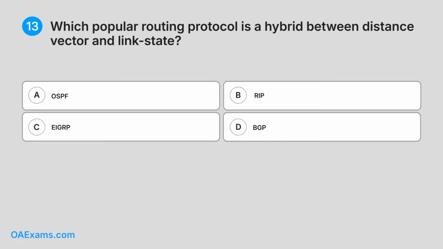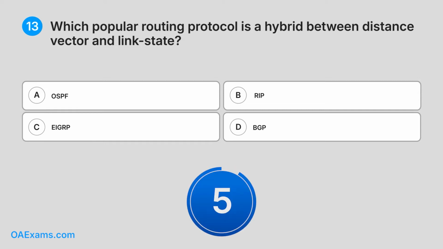13. Which popular routing protocol is a hybrid between distance vector and link state? A. OSPF. B. RIP. C. EIGRP. D. BGP. What do you think is the answer?